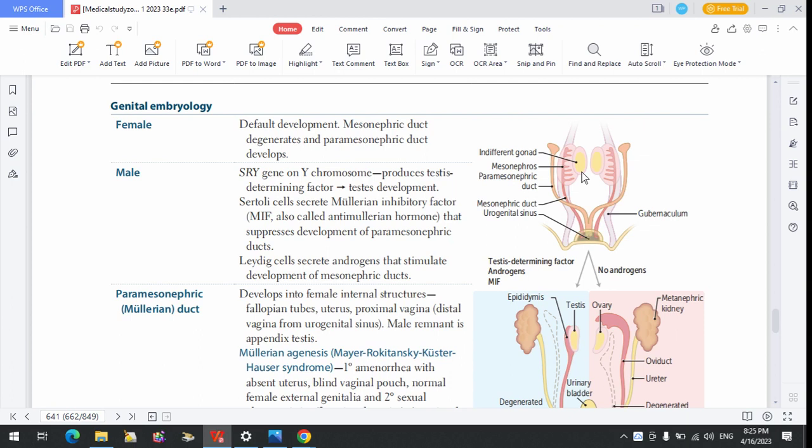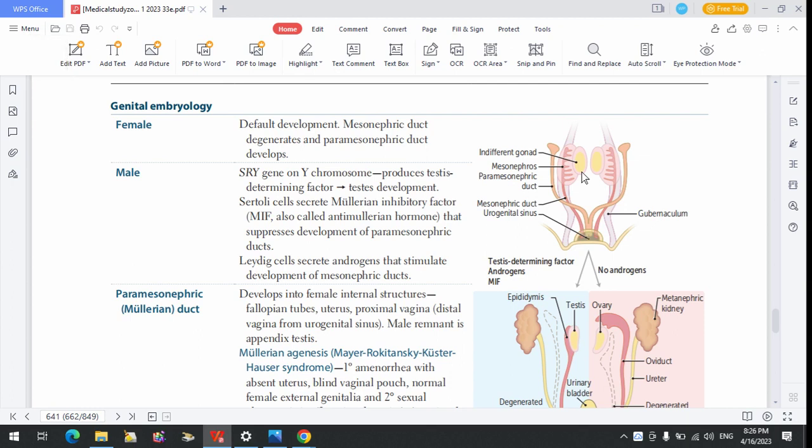So the external genitalia will come from... During puberty, the external genitalia is influenced by DHT for the male, and for the females, estrogen. So what are the derivatives of the external genitalia in females?